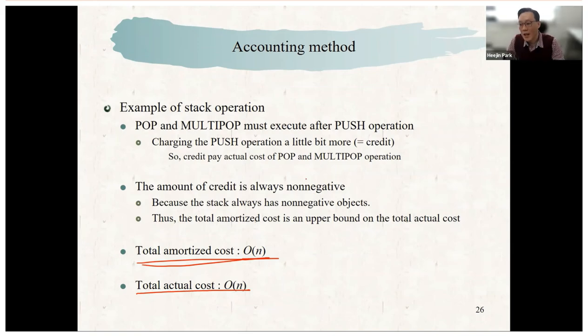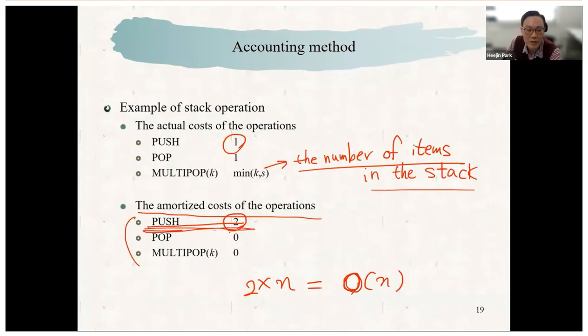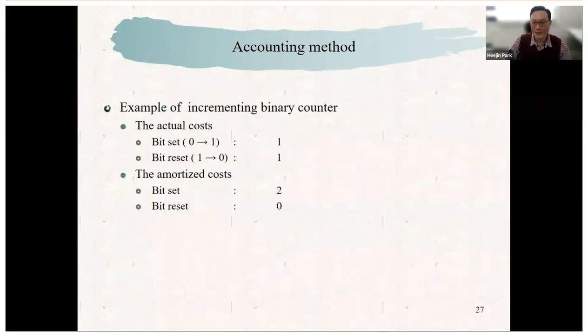So actually, the amortized cost is not calculated. It is guessed like this. This is our guess, and then show that the credit is always 0 or positive. And next, let me explain the example of incrementing binary counter. In this case, the actual cost for bit set is 1 and bit reset is 1. But let's assume that the amortized cost for bit set is 2 and bit reset is 0.